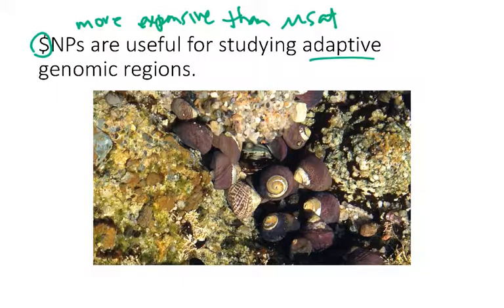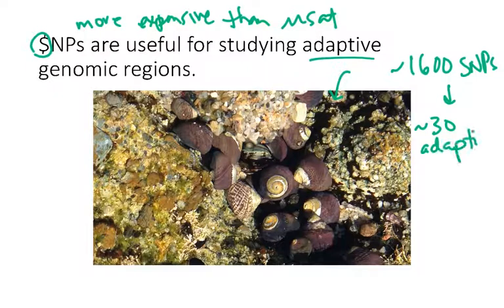But SNPs are really useful for studying adaptive genomic regions because they're so numerous. So in this particular study that I've talked about a couple of times now, where I was looking at northern and southern populations of snails, I had to start with roughly 1,600 SNPs overall throughout the genome that I identified, and only about 30 of those were found to be adaptive. So that just goes to show you have to cast this really, really broad net and identify a lot of SNPs within the genome to be able to find any that are adaptive.